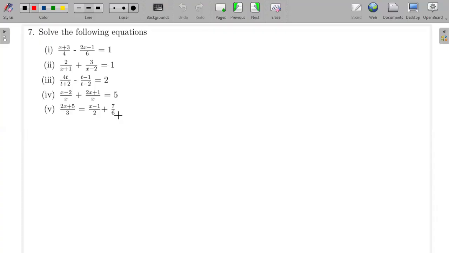For linear, we only find one value of x. For quadratic, we'll be finding two answers. You're going to see as we solve them. So let's solve the first one. The first one is (x plus 3) divided by 4 minus (2x minus 1) divided by 6 is equal to 1. So how can we solve this question?